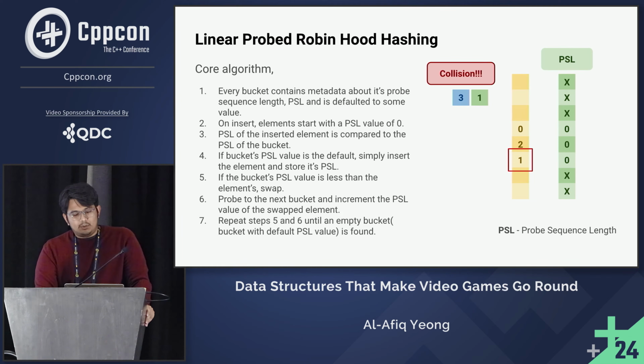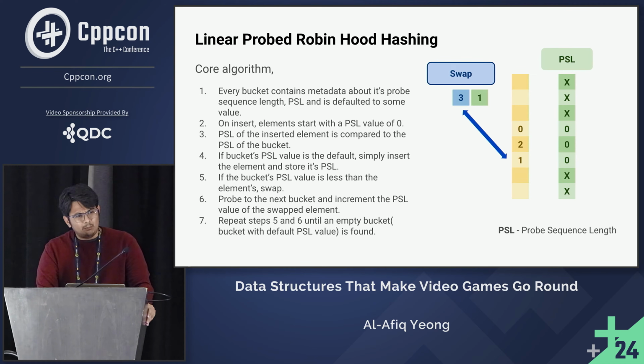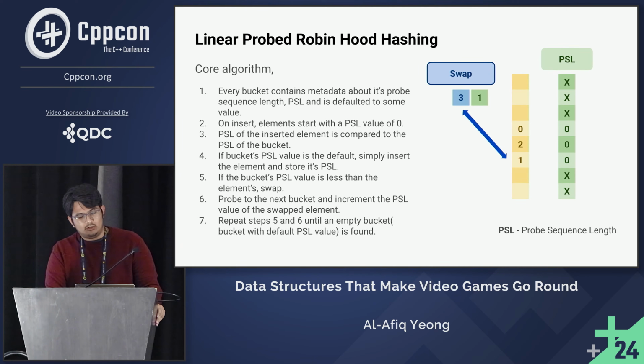Next, we compare the PSL value for the element that we are trying to insert with the one that is already stored for that bucket, and notice that the PSL value for the element we are trying to add is bigger than the one stored in the bucket. So when that happens, we need to swap the contents between the element we are trying to insert and the element that is in the bucket. So we do a swap along with its PSL value.